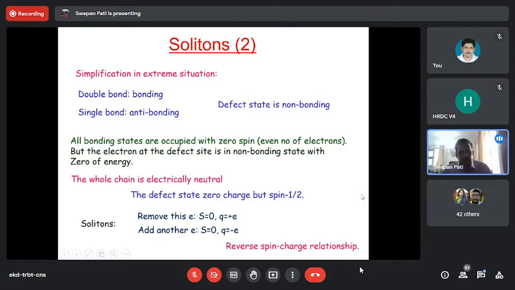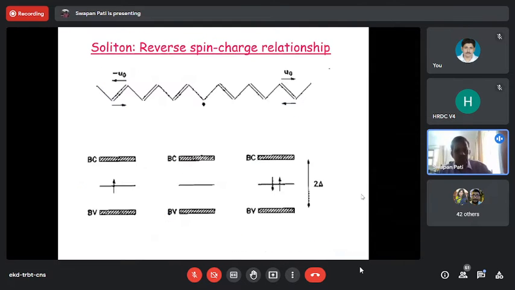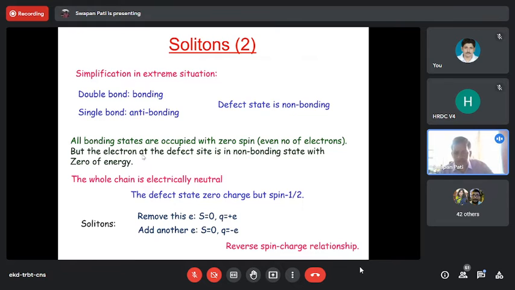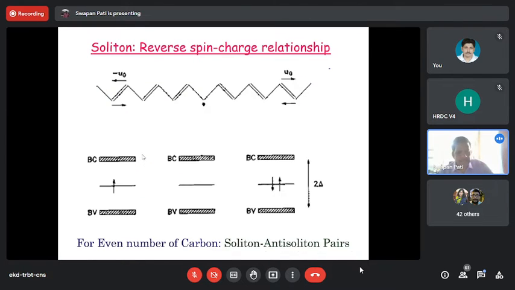That means if you have spin there, charge is 0. If charge is there, spin is not there. So the solitons have a reverse spin-charge relationship. But if there is a soliton, you'll have an anti-soliton also. In fact, it does not happen like that on one site; it is a domain length, etc. With an even number of carbons, soliton and anti-soliton pairs come in.